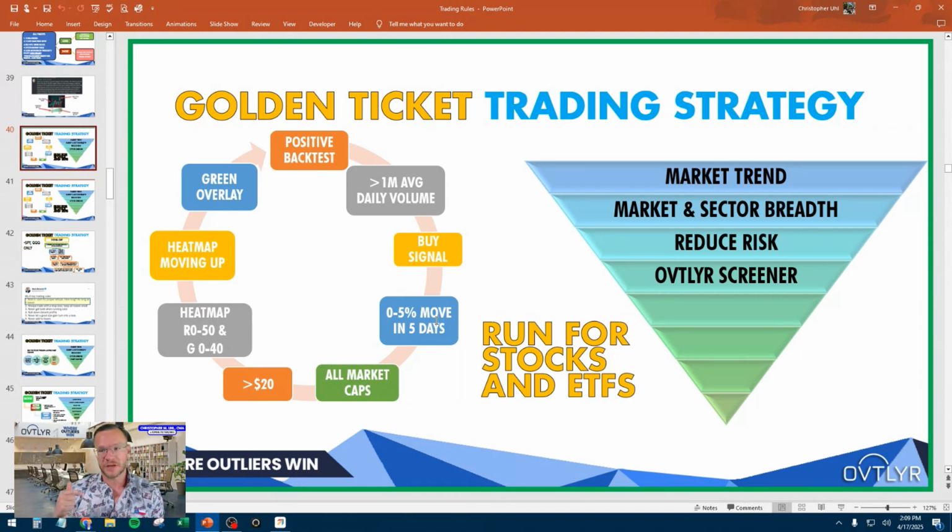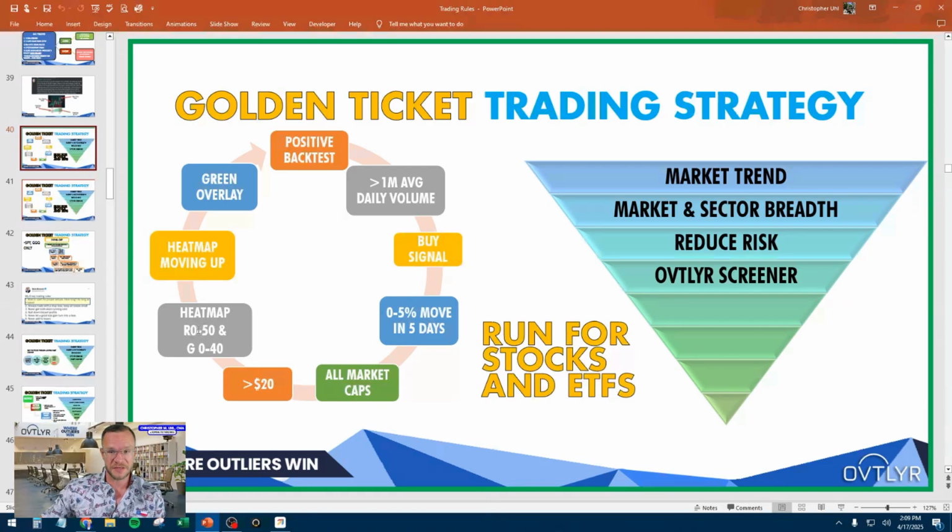Because what I want to do is I want to capture it before it has the big run. Now, this is particularly an area that I want to focus on with Outlier 3.0 to see if this is needed anymore. So I'm not 100% sure I'll be using it soon, but this is what I would have had. All market caps. I'm a snob, so I only trade stocks that are greater than $20.